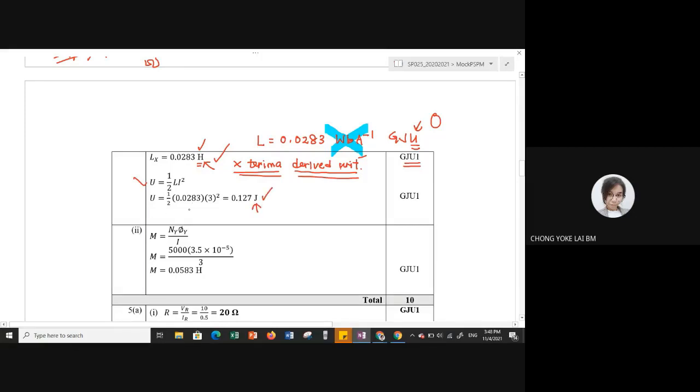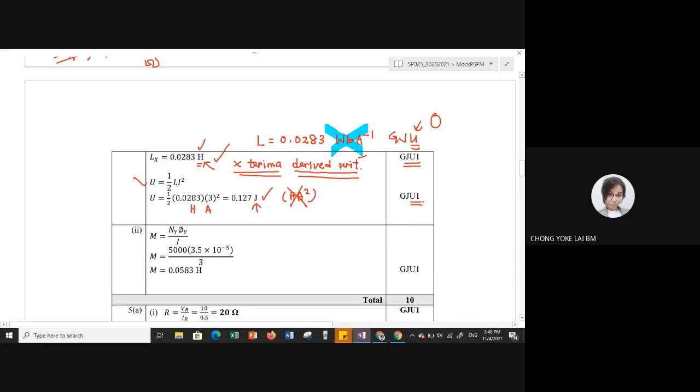If you forget and derive it, saying this is Henry and this is current in ampere, then you give me the unit Henry ampere squared, I don't accept this. Squared is not allowed either. You cannot say L is Henry, current is ampere, so the unit is Henry ampere squared. No, that's not allowed. The unit for energy is Joule. I only accept Joule, and then you get one mark.